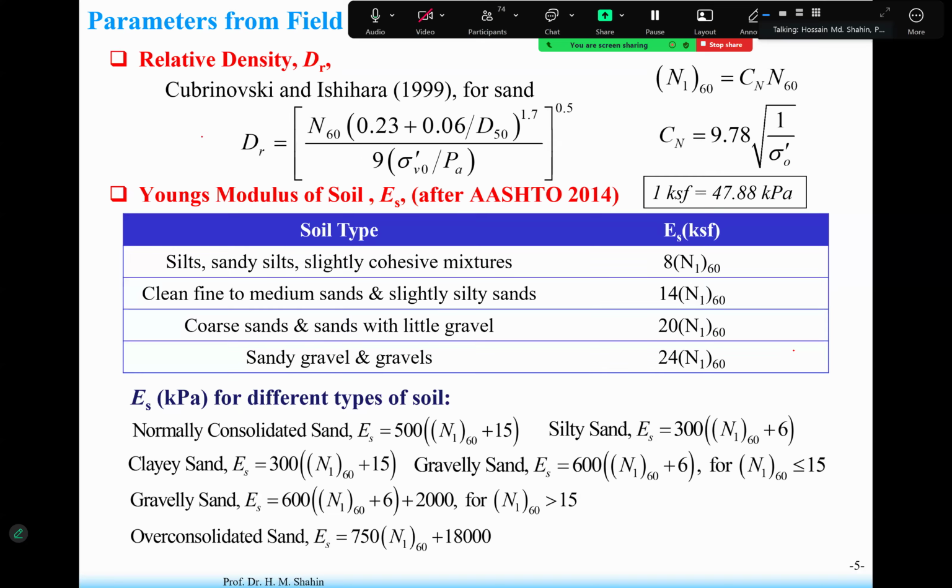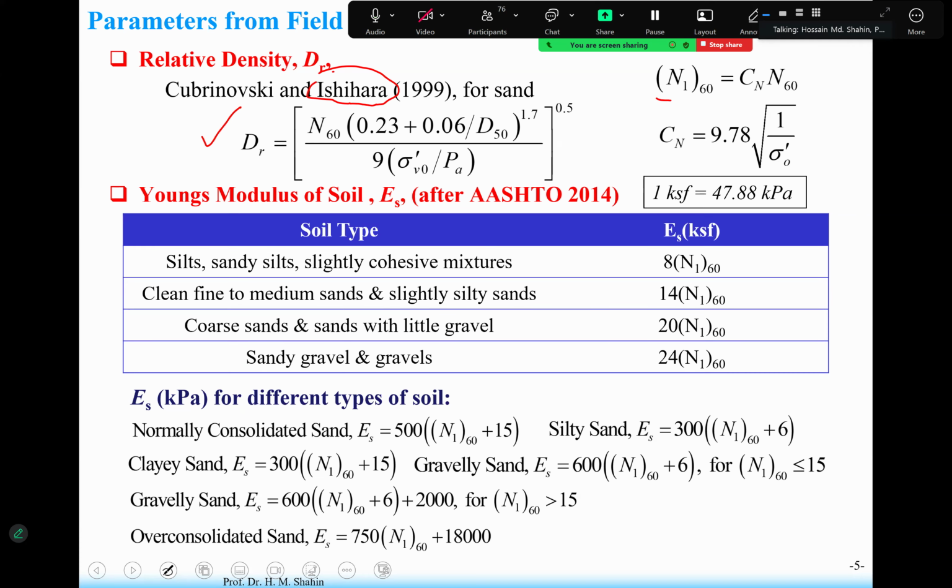Then relative density. The equation proposed by Ishihara and his student. Professor Ishihara was with us as a paper expert. He knows me and I know him very well, from Japan. He is very good in geotechnical engineering and also earthquake engineering. The first book of earthquake engineering was written by Professor Ishihara. He was an expert in earthquakes.